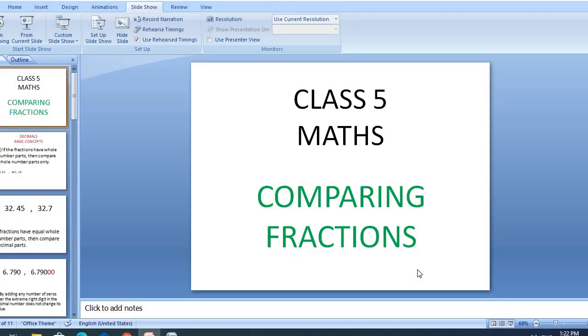I hope, children, now you can easily compare the given fractional numbers. You can also arrange them in ascending and descending order.